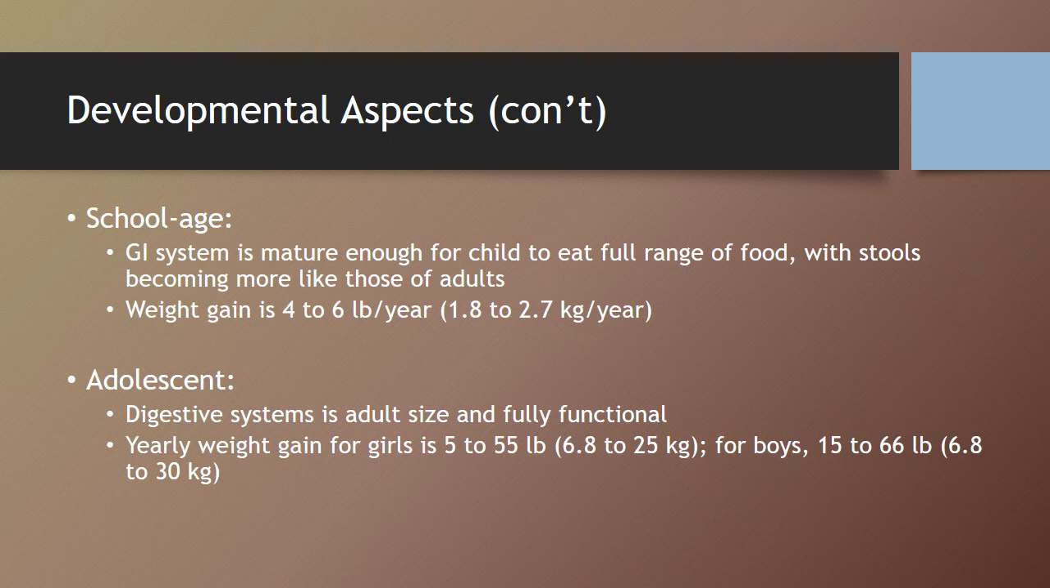Adolescents, by this time, their digestive systems are adult size and fully functional as an adult. And then yearly weight gain for girls is about 5 to 55 pounds, and for boys, 15 to 66 pounds. Now, obviously, that's going to be when they hit puberty, growth spurts, things like that. I know it seems like a big range, but that's why there is such a big range there.